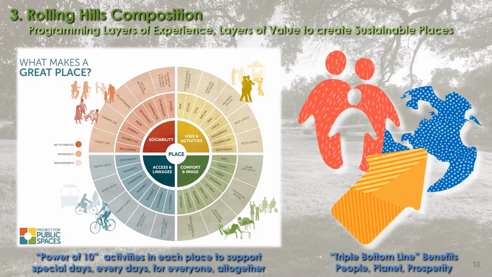We also note the idea of the triple bottom line. This park provides the opportunity to enrich the lives of people, improve the environmental quality of the site, and ultimately improve the value and economic prosperity of not only the surrounding neighborhoods, but be meaningful to the entire community of Seminole County.